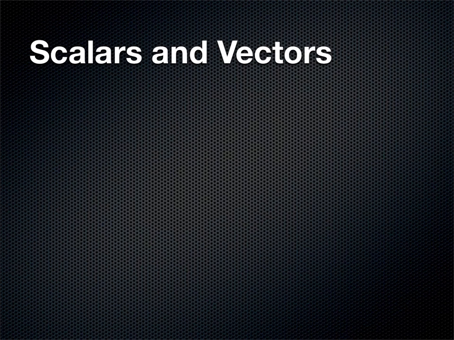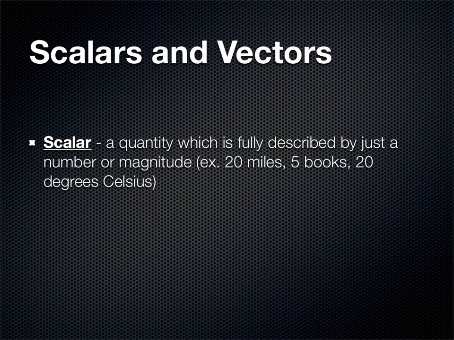The most important thing we want to do is define two terms that we'll be using over and over again throughout the course, and they are scalars and vectors. First of all, a scalar. A scalar is simply a quantity which is completely described by just giving a number, or a magnitude is the term that's used. If I say I traveled 20 miles as a distance, that's called a scalar. Or if I say I have 5 books in my backpack, that's a scalar. Or the temperature is 20 degrees Celsius, that's a scalar. There's just simply a number involved with it.